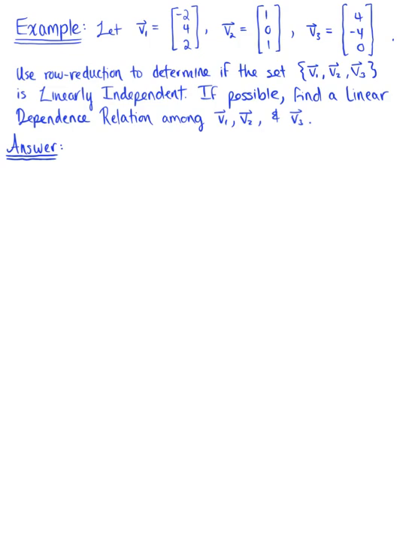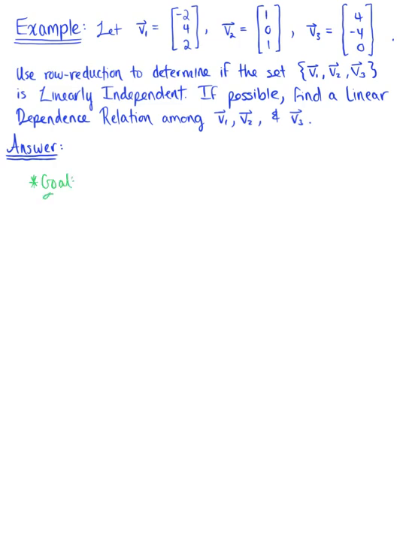Let vector v sub 1 be defined as -2, 4, 2, let vector v sub 2 be 1, 0, 1, and let vector v sub 3 be 4, -4, 0. Use row reduction to determine if the set v sub 1, v sub 2, v sub 3 is linearly independent. If possible, find a linear dependence relation amongst the vectors v sub 1, v sub 2, and v sub 3.